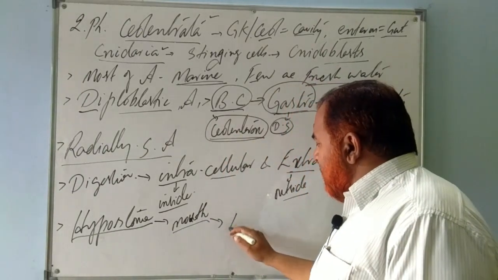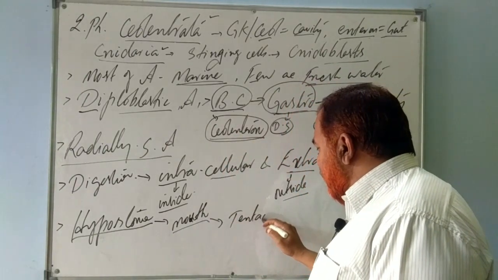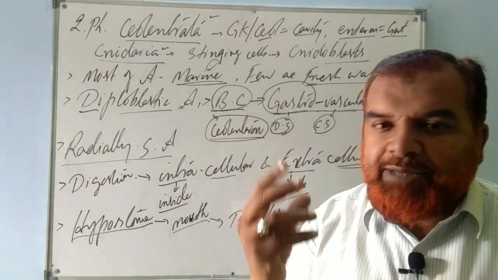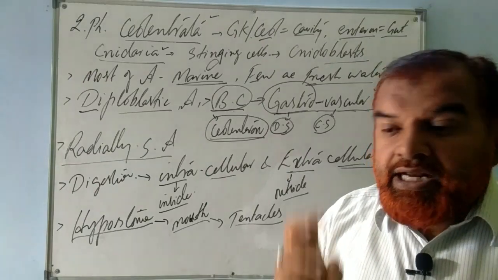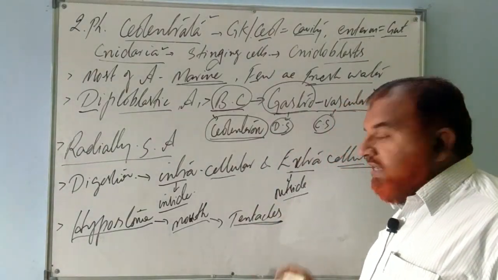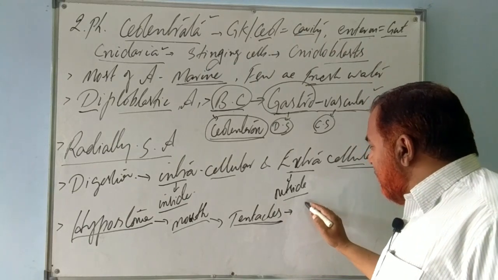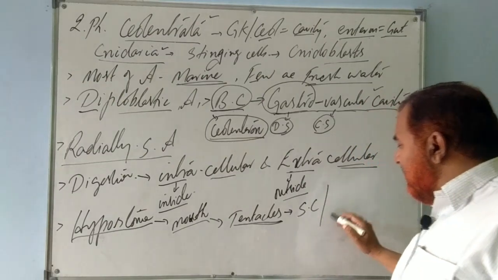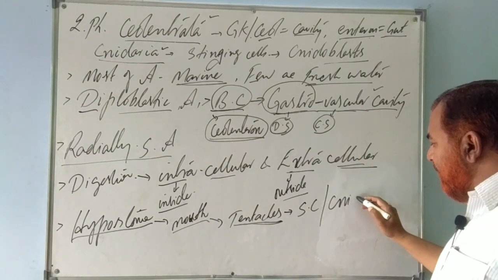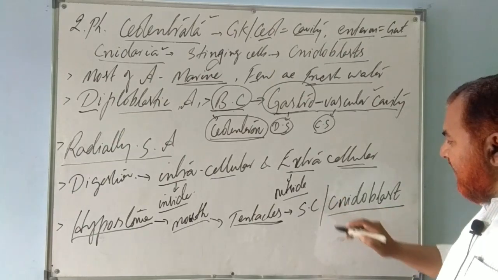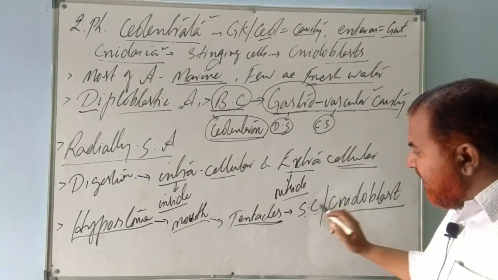This mouth has finger-like projections. They are known as tentacles. These tentacles have stinging cells, also known as cnidoblasts. The C is silent here: C-N-I-D-O. They are known as stinging cells.